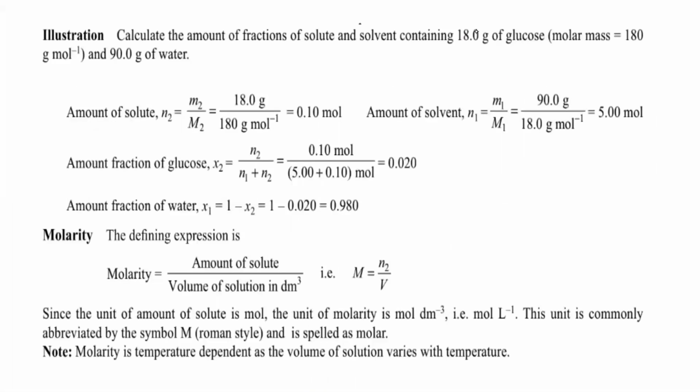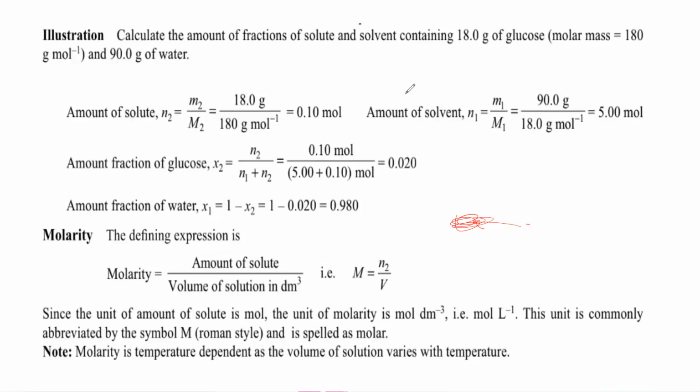Example: calculate the mole fractions of solute and solvent in a solution containing 18 grams of glucose and 90 grams of water. They have given the solute as 18 grams of glucose and the solvent as 90 grams of water. Now to find the amount of solute, N2 is equal to given weight by molecular weight. Given weight of glucose is 18 grams. Molecular weight is 180 because the glucose formula is C6H12O6.